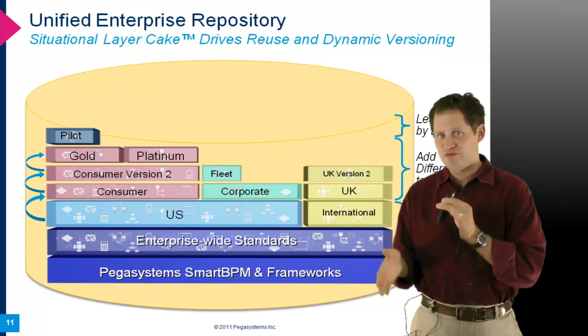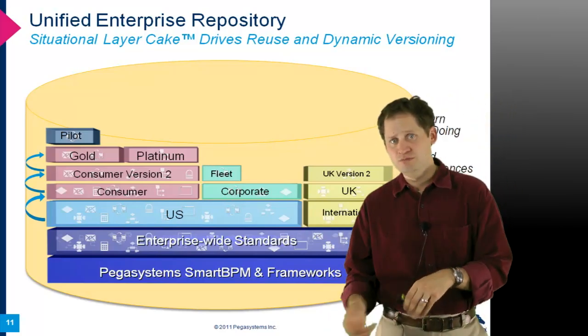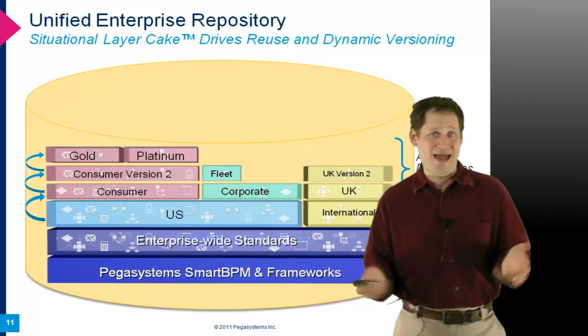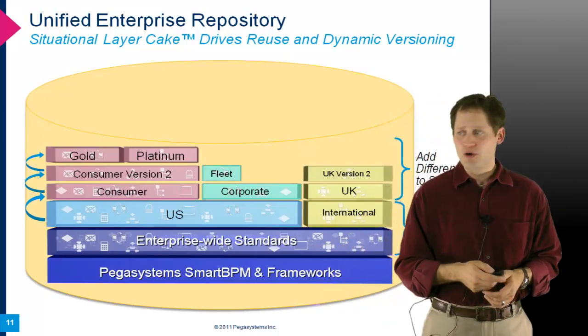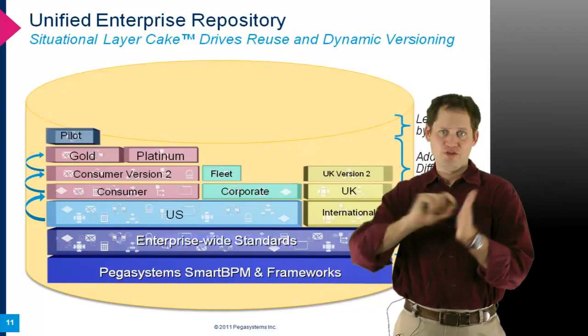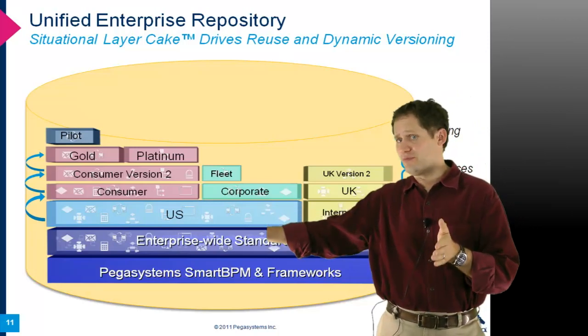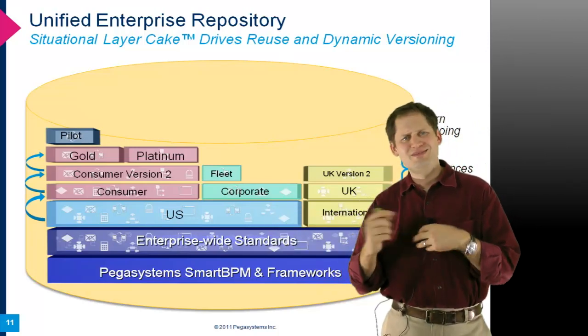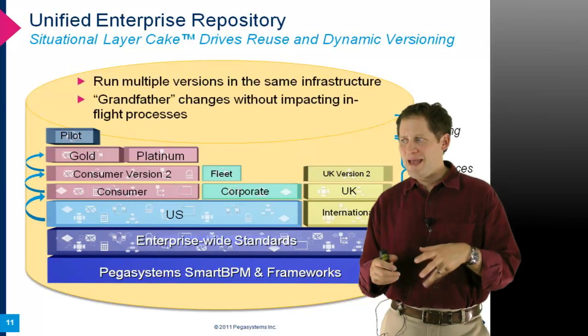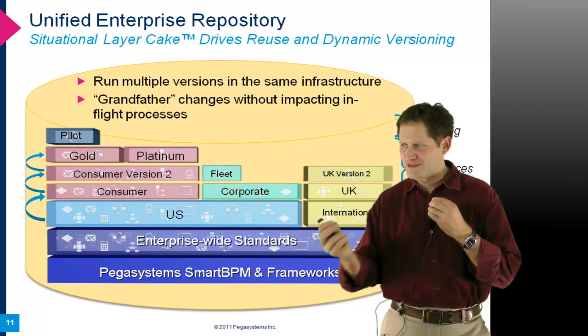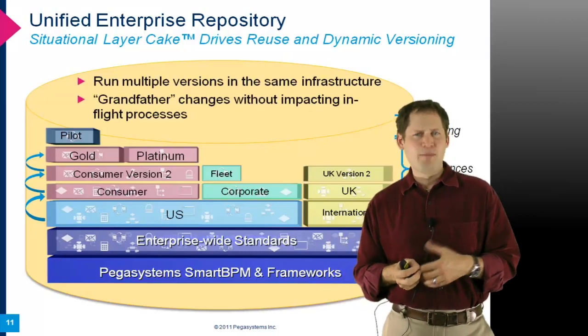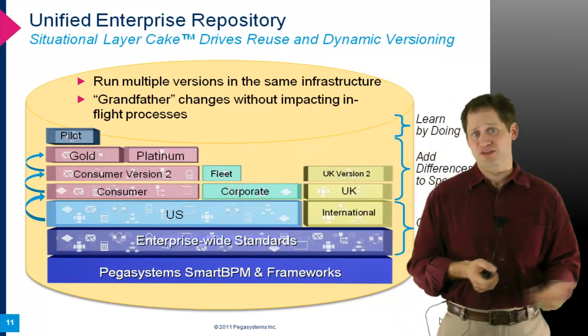Everybody else in the same system still runs the old version. If I don't like the pilot, I can roll it back simply by changing the access groups back, or I can push it out to everybody else by updating access groups across everybody. So in this dynamic versioning, I'm able to test multiple things, do a sort of champion-challenger model. I'm also able to grandfather in-process versions.